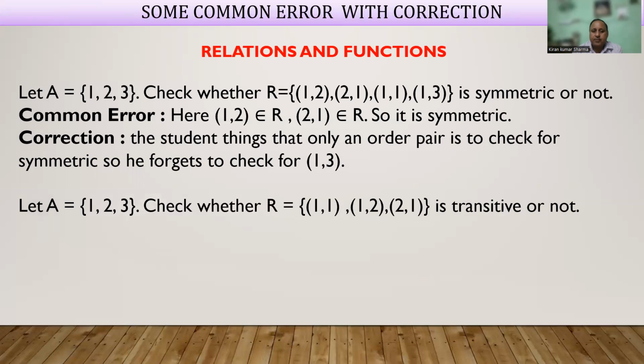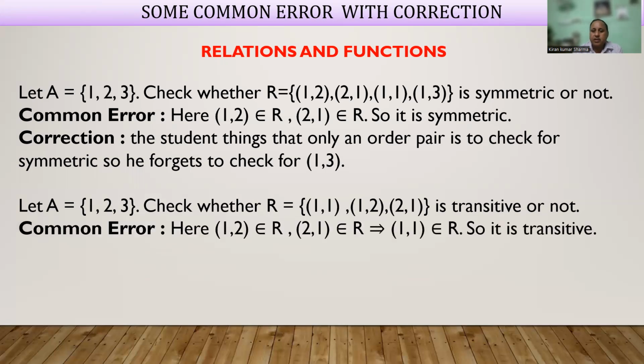Another question: R is {(1, 1), (1, 2), (2, 1)}. Is it transitive or not? Generally, students simply see (1, 2) belongs to R, (2, 1) also belongs to R, and this implies AB belongs to R, BC belongs to R, so AC, that means (1, 1), belongs to R. They also see here (1, 1). So their answer is that this relation is transitive.